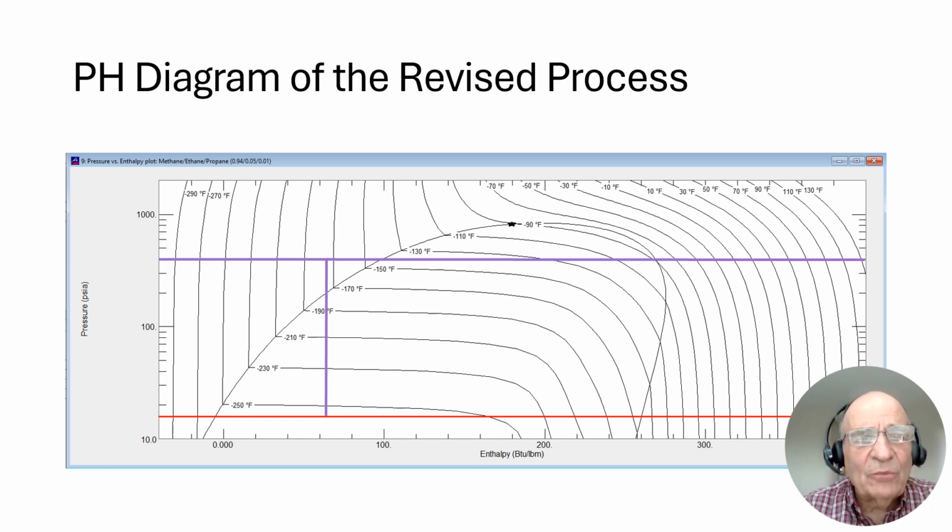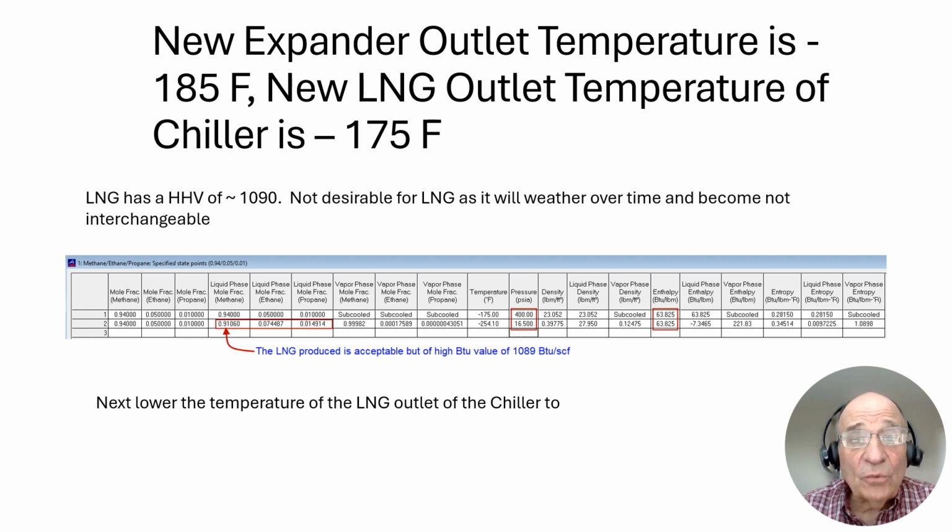Let's analytically look at what the quality of that LNG is. With us bringing the temperature of the inlet to the expander down to 0 degrees Fahrenheit, the outlet nitrogen of the expander comes down to minus 185 degrees Fahrenheit. And the LNG, or the feed gas that's being chilled to LNG, comes down to minus 175 degrees Fahrenheit. Now keep in mind, this is 100% liquid, even though it's at minus 175, because it's at an elevated pressure. It's at 400 psi absolute.